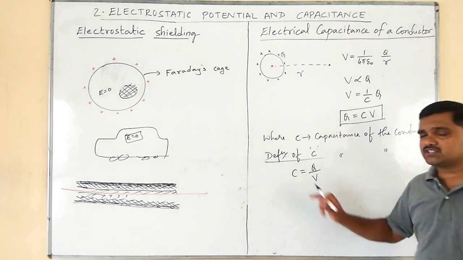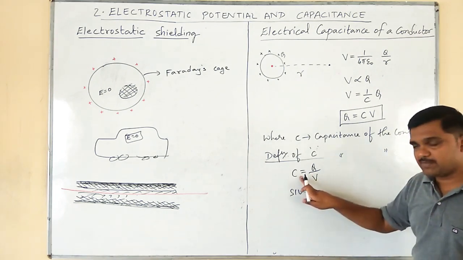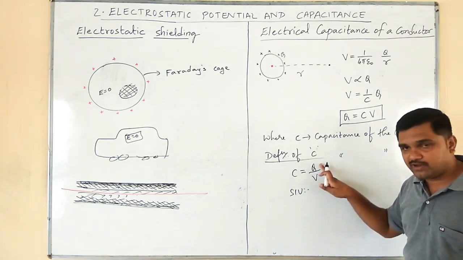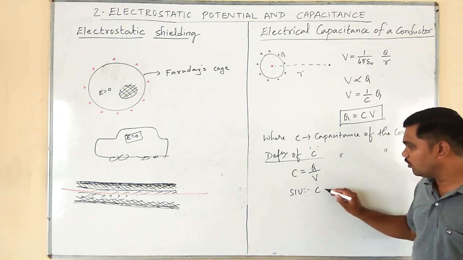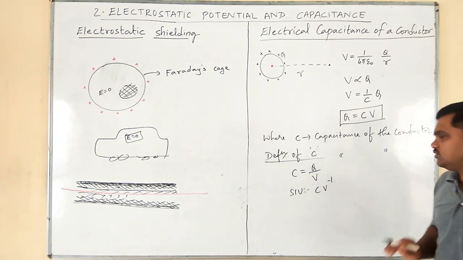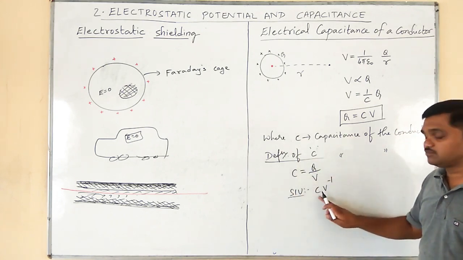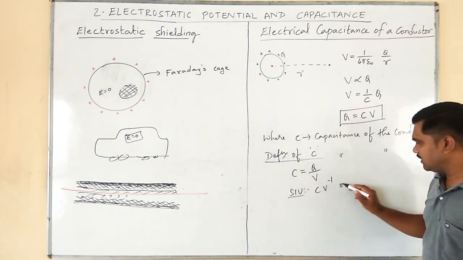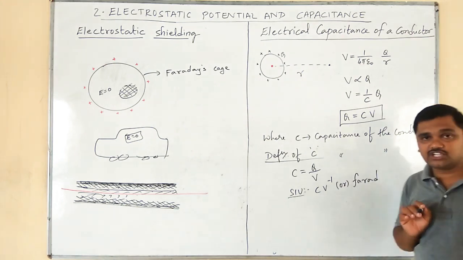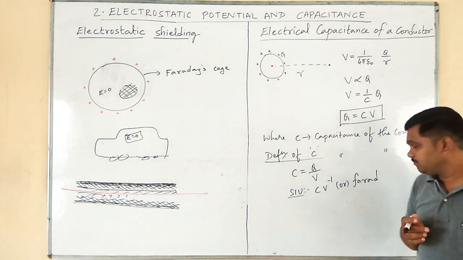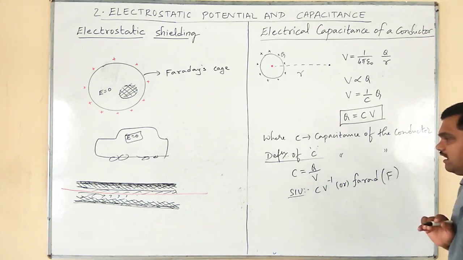Then what is the SI unit for this electrical capacitance? Take a look. Electrical capacitance is Q upon V. The SI unit for Q is coulomb. The SI unit for potential is volt. Coulomb per volt. But actually we won't represent the SI unit of capacitance in terms of C and V, but we use a special word called farad, which is named after Michael Faraday. It is denoted by the capital letter F.